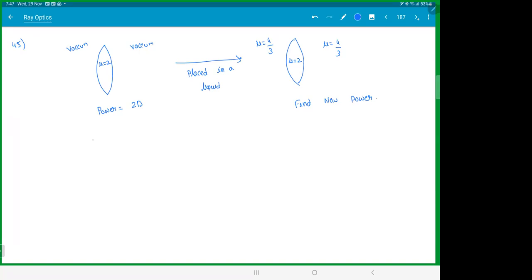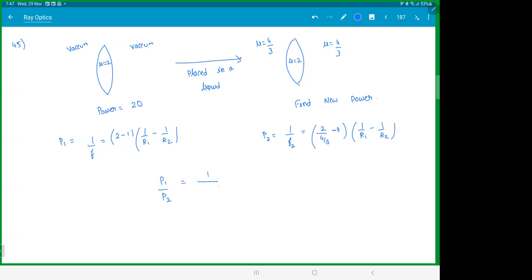See now. What is 1 by focal length here? It is (n2 minus 1) times (1 by R1 minus 1 by R2). Whatever that is, this is P1. This will be P2, the new focal length 1 by F2, which is (3 by 2 minus 1) times (1 by R1 minus 1 by R2). If you just divide them, you end up with P1 by P2.